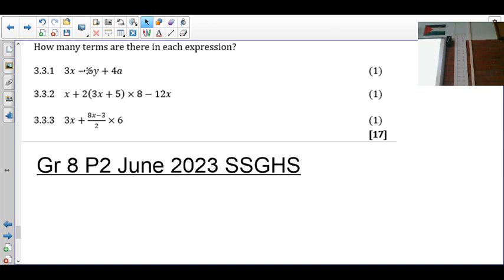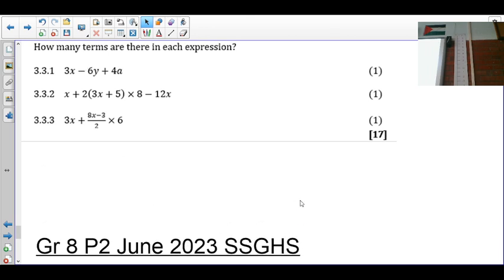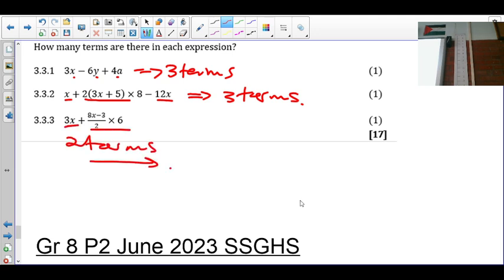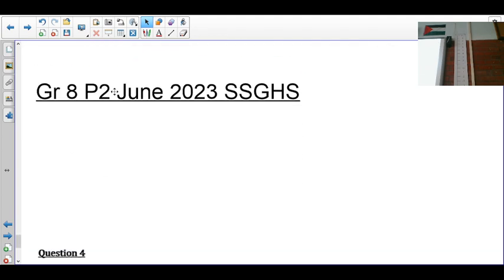3.3. How many terms are there in each expression? People, what separates terms? Positive and negative signs. So how many terms are here? There are 3 terms. Here's 1, 2, 3 terms. That's one. The last one is 2 terms. Any confusion here? Again, what separates terms is positive and negative signs.